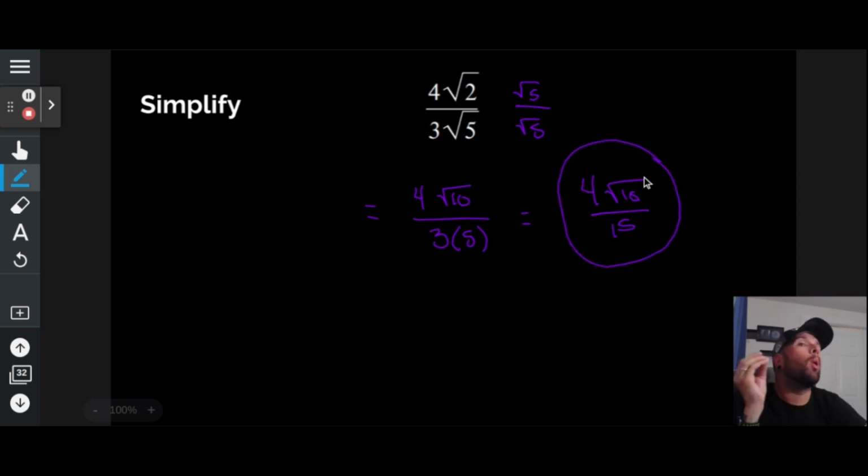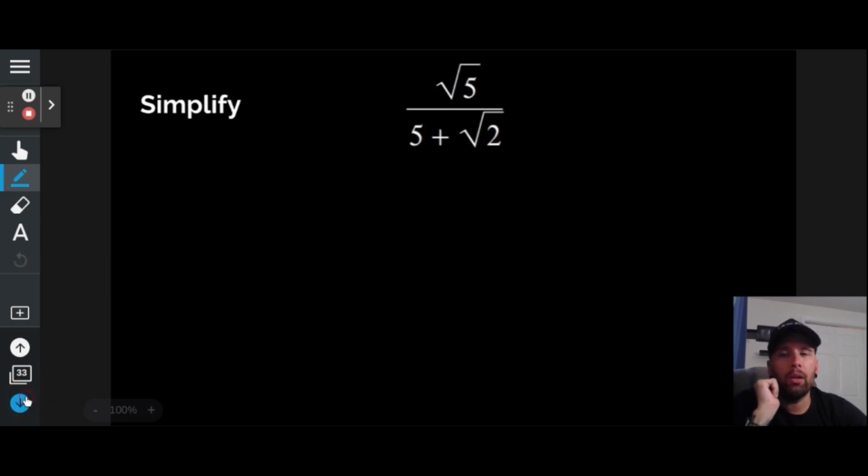So again, you are going to see it a lot where you're going to have a single term in the denominator. And the way you get rid of a square root in the denominator, if you have a single term, is you multiply the top and the bottom by that square root. It's going to happen a lot in pre-calculus.